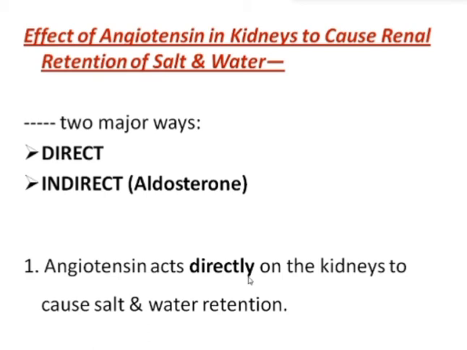Obviously, if salt is retained by the kidneys, so due to osmosis, the water will also be reabsorbed from the renal tubules, and this will lead to increase in the plasma volume या extracellular fluid आप कह सकते हैं. So angiotensin 2 causes retention of salt and water by kidneys again in two ways. Directly and indirectly.